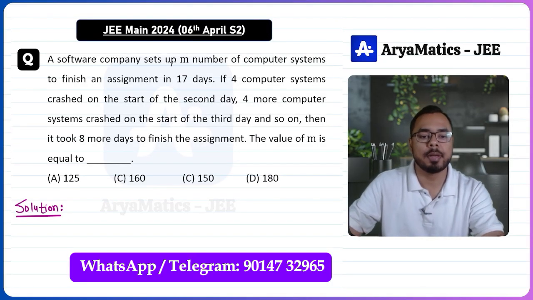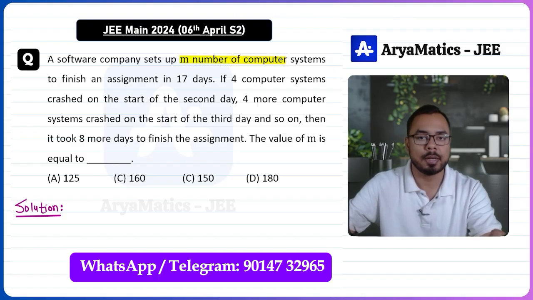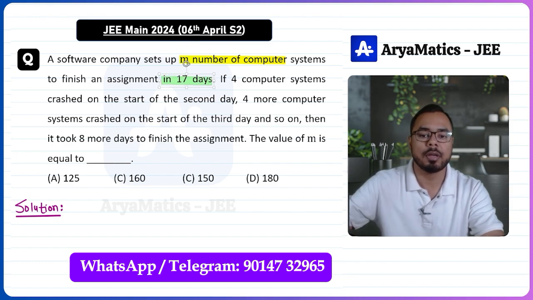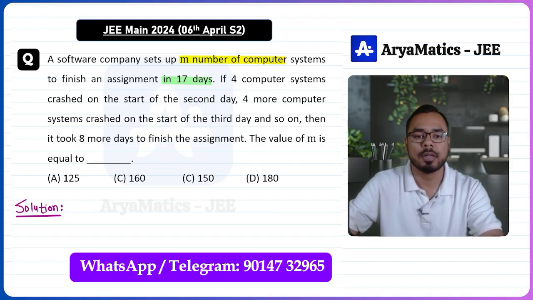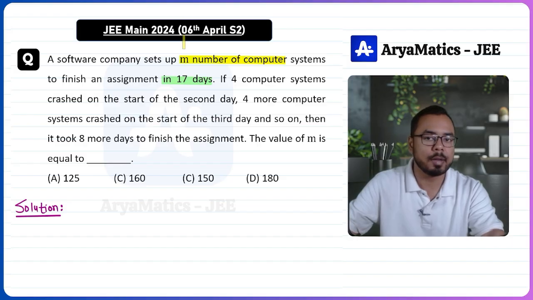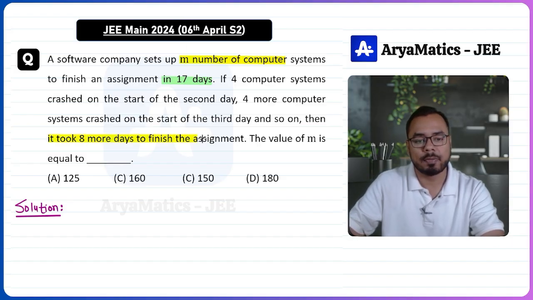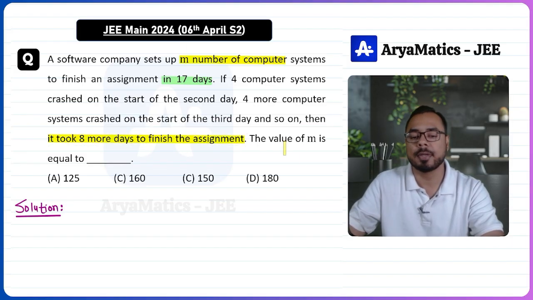A software company sets up m number of computer systems to finish an assignment in 17 days. If 4 computer systems crashed on the start of second day, next 4 on the start of third day, and so on, then it took 8 more days to finish the assignment. The problem is we need to find the value of m.